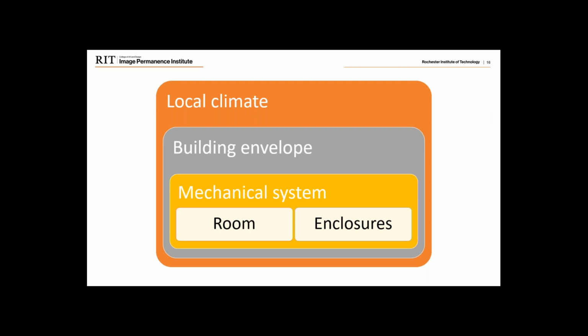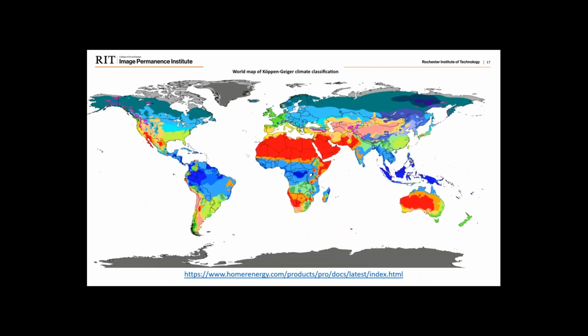Starting first with the local environment, and granted, from this map you can see that every location has pretty much a different environment. We're not going to be the same. Use the United States as an example.